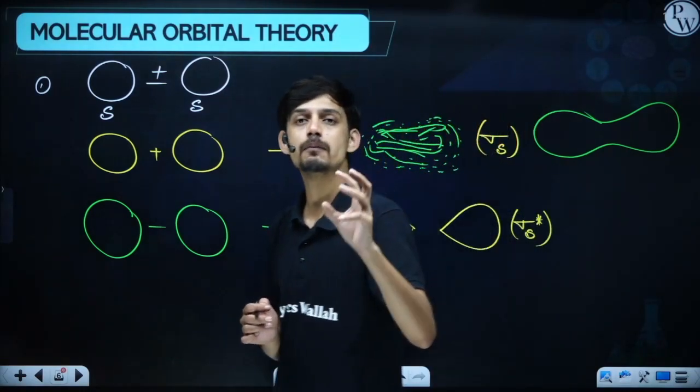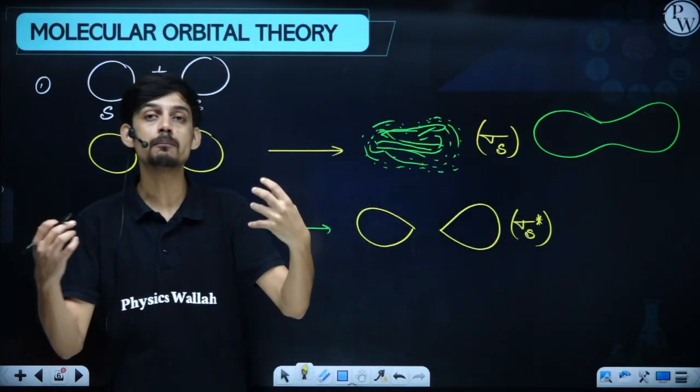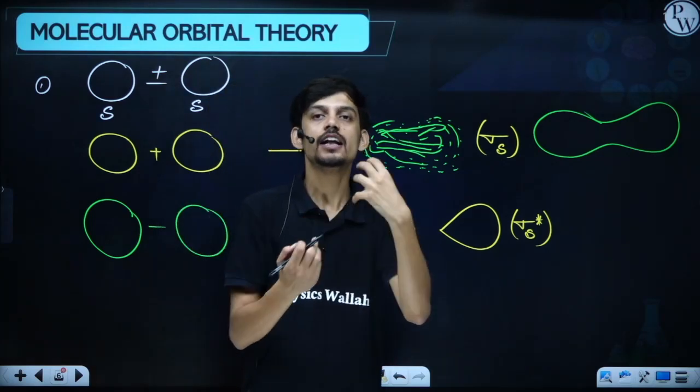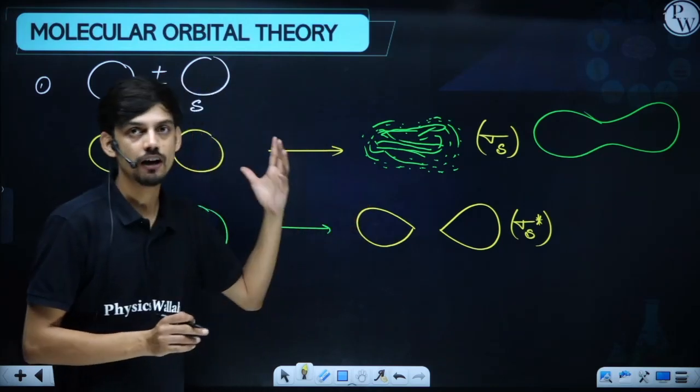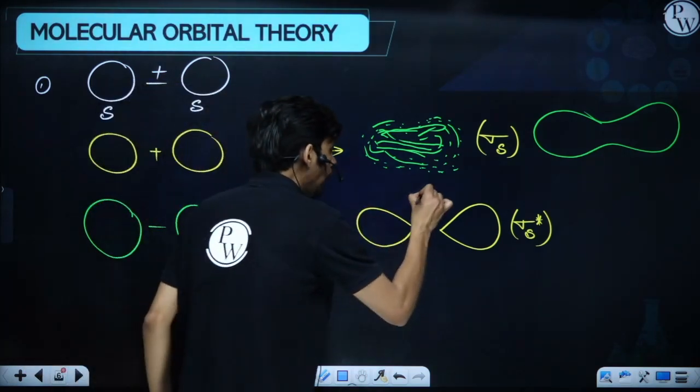So you can draw any molecular orbital at any time. Just remember that addition will combine them, so join them together. Repulsion will have them repelled away from each other. So repel them away from each other.